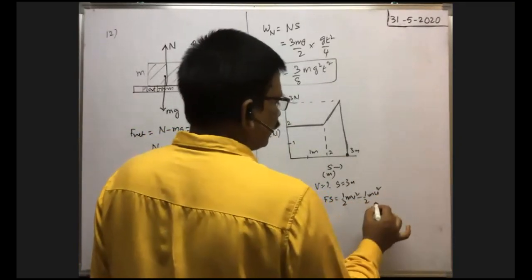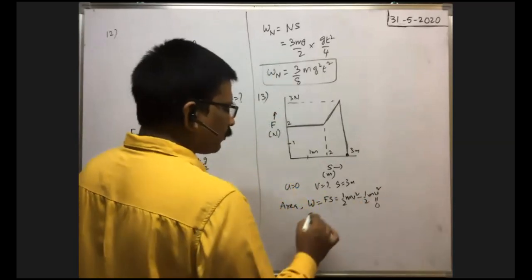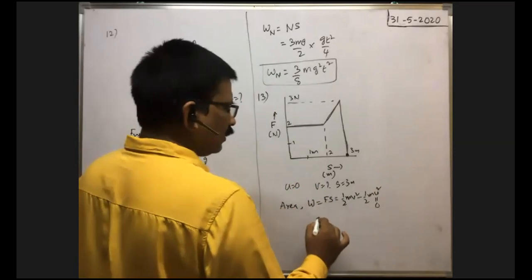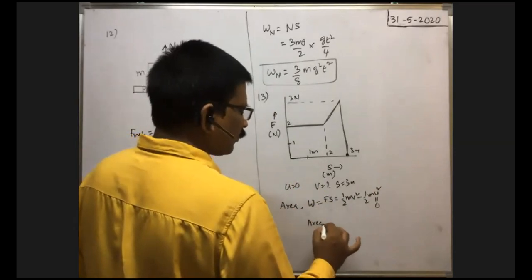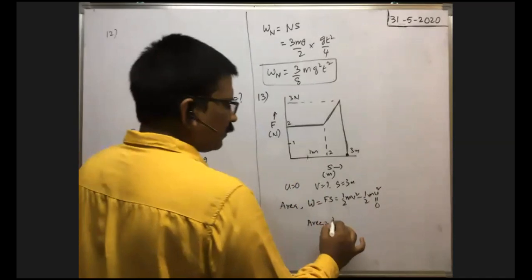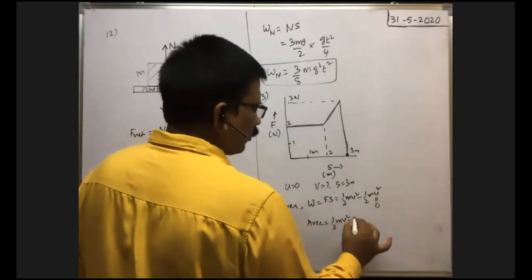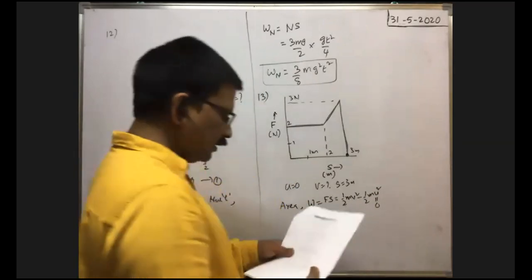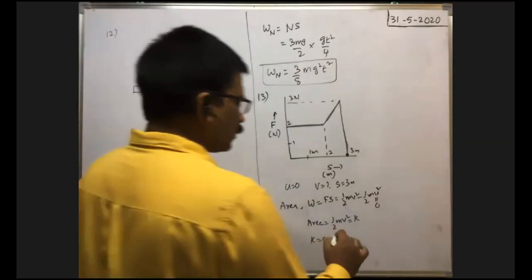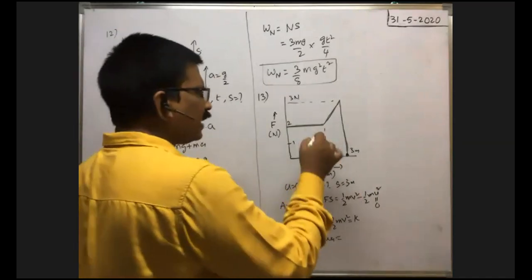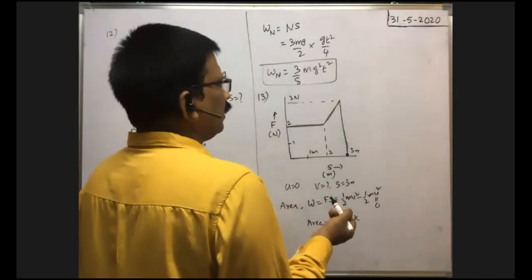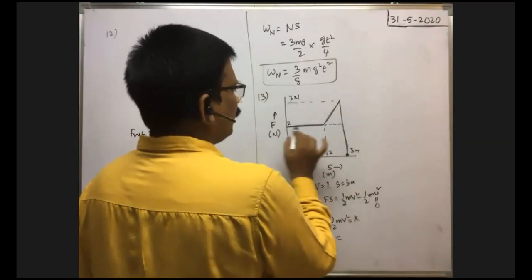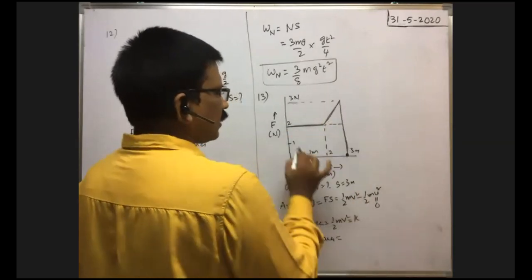As initially the body starts from rest, u = 0, therefore work done, which is the area, is equal to (1/2)mv². So the kinetic energy of the body, K, is equal to the area only. K is equal to area. Here they ask for the kinetic energy only, so this is equal to the area under the graph. How can we find the area under the graph? You see, up to here, the area under the graph is the total area.